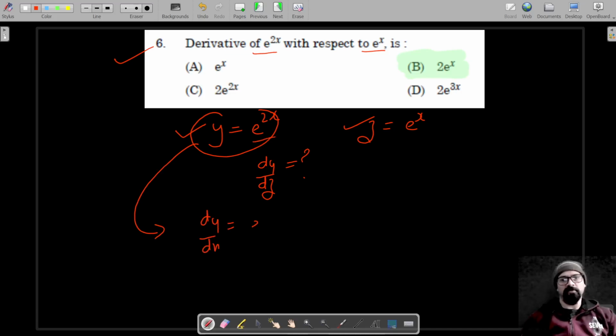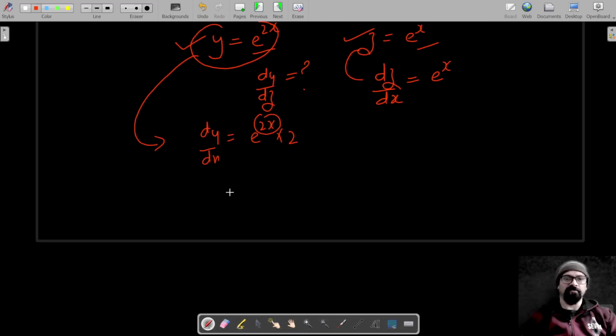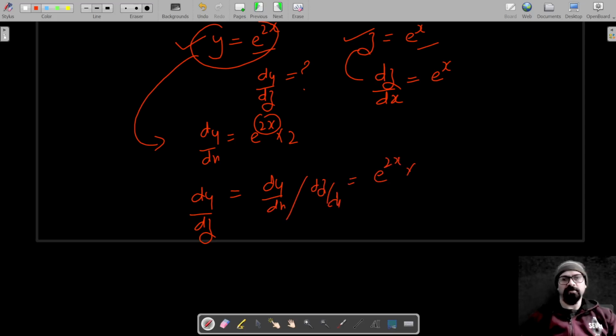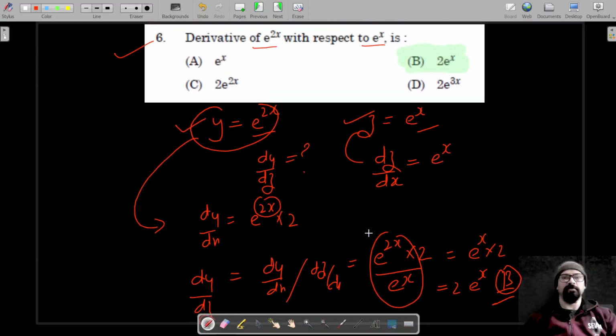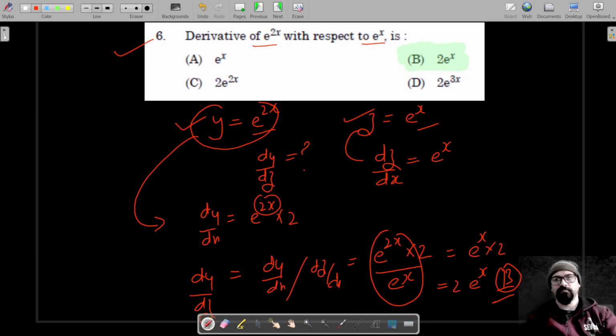and the differentiation of e^(2x) is e^(2x) multiplied by the differentiation of 2x, which is 2. Now differentiating z with respect to x gives me e^x, because the differentiation of e^x is e^x. Now we have to find dy by dz. For that, we divide dy by dx with dz by dx, which gives me e^(2x) into 2 upon e^x. So this is e^x into 2. So our answer is 2 into e^x, which is option B.